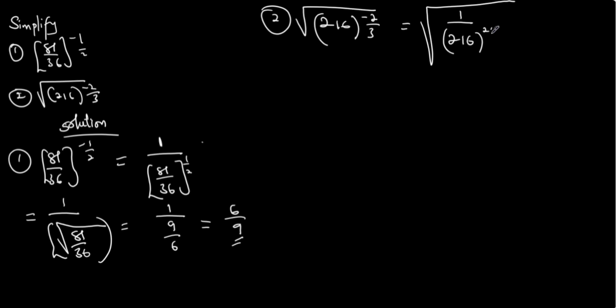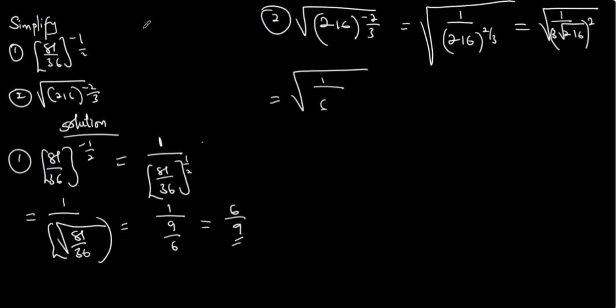Now, according to fractional index law, this is 1 over, the denominator becomes the root, so we have the cube root of 216, and then the numerator becomes its index. And this will give us the square root of 1 over the cube root of 216, which is 6. That's because 6 is that number that will multiply itself 3 times to get 216. 6 times 6 is 36. 36 times 6 is 216. And then we have it raised to power 2.